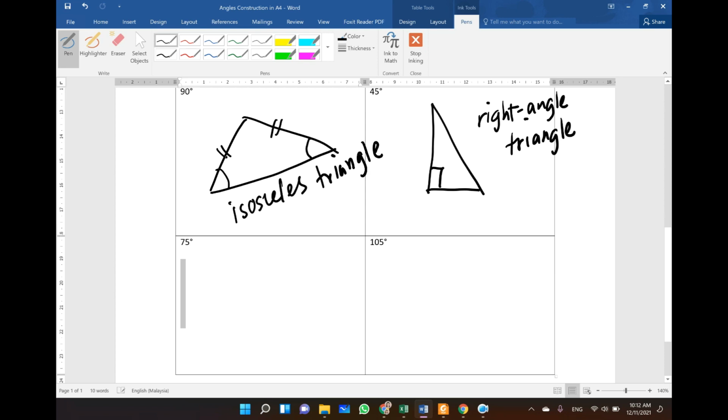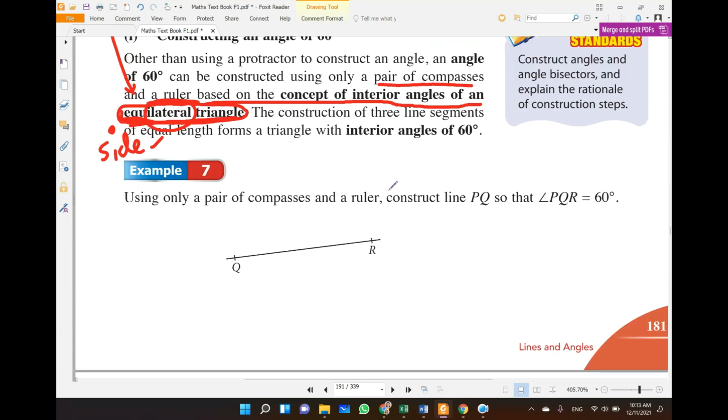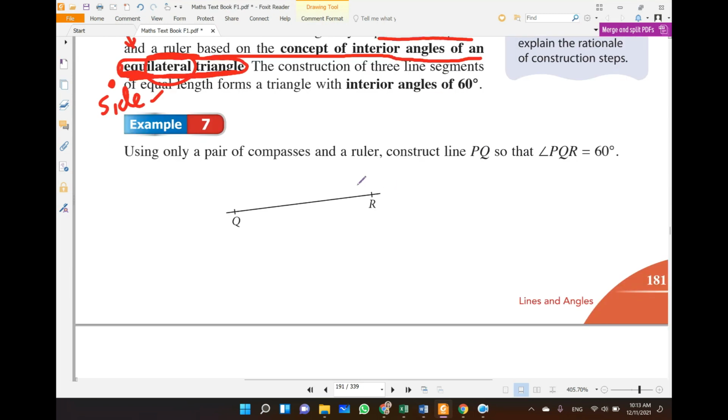Now let us continue with our lesson here. The basic of constructing the angle is 60 degrees. So basically, you need to know how to construct a 60 degree angle. Let us look at example 7 here. Using only a pair of compasses and a ruler, construct line PQ so that angle PQR equals 60 degrees. The angle you need to construct is angle PQR, meaning you will have something like this.